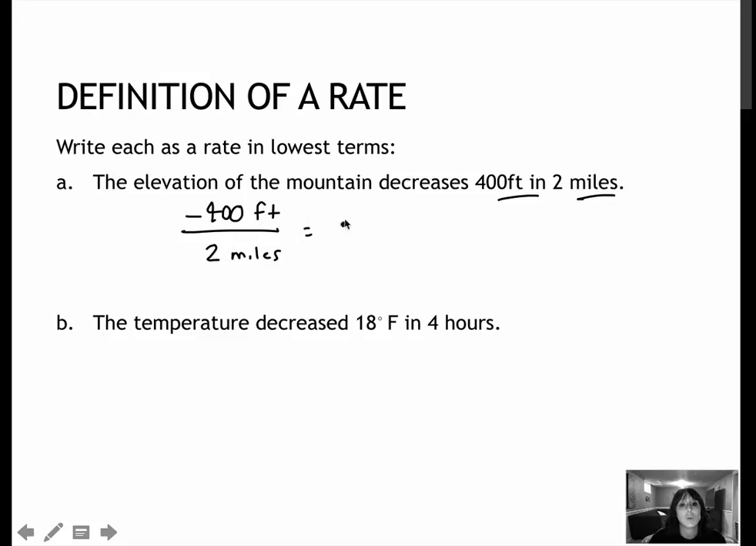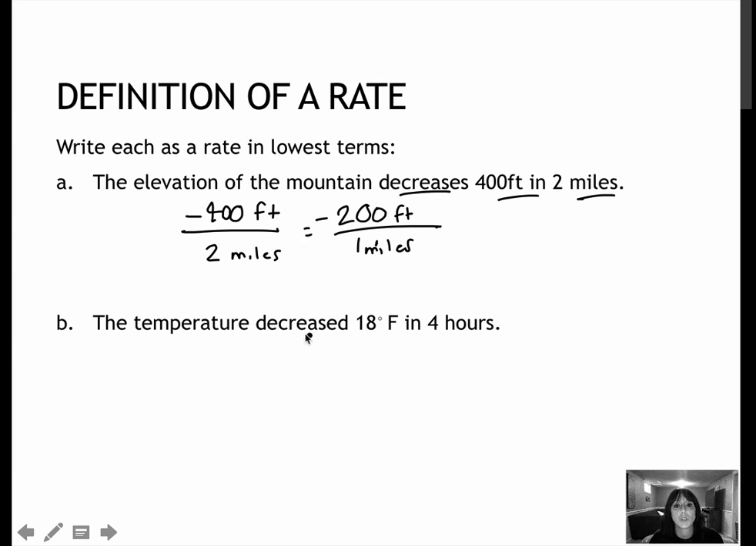400 divided by 2 is 200. Still negative. Now what does that negative mean? That the elevation is decreasing. So 200 feet per 1 mile. So why does that help us? That means for every mile, the elevation of the mountain decreases 200 feet. So obviously we're starting at the top and working our way down.